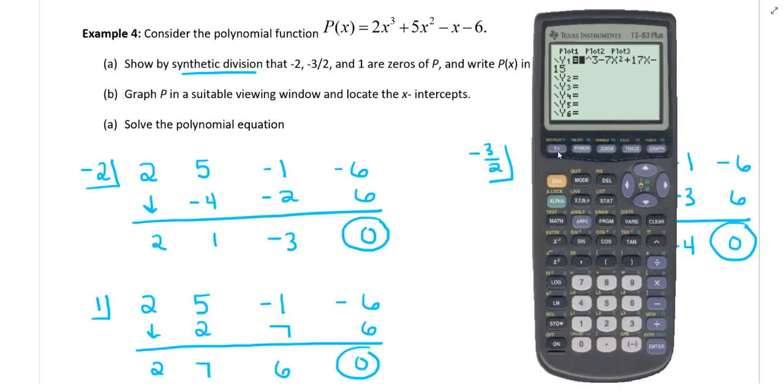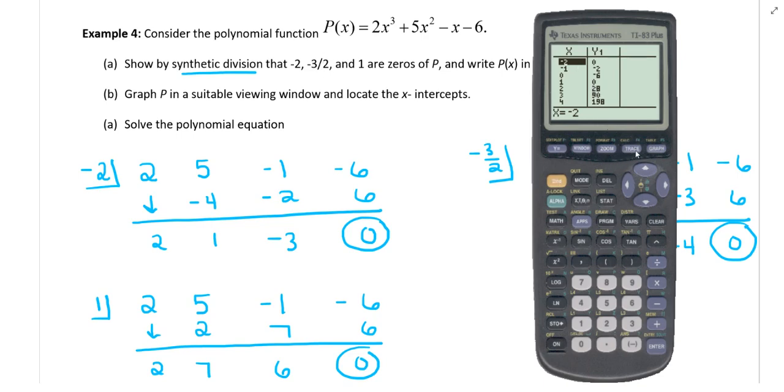So let me pull this up here. Let's go ahead and put it in. So we have 2x cubed plus 5x squared minus x minus 6. And then graph. Okay, so if we look at this, you've got -2. Negative 3 over 2 is kind of hard to see. I'm going to show you guys how you can check that in a second. And you have 1. So if we look at our table, you can see the negative 2 and the 1, because they're whole numbers, are zeros, or x-intercepts. You want to check this negative 3 over 2.